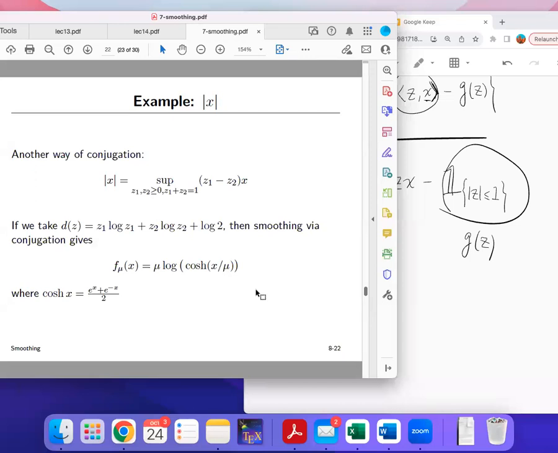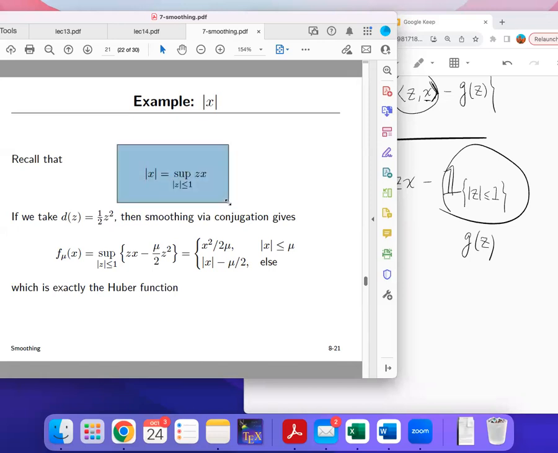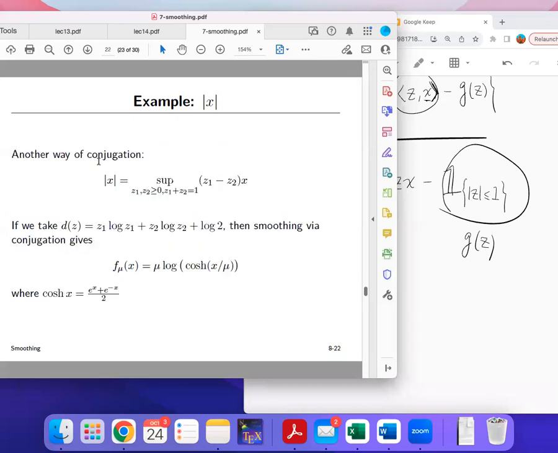And this is another way to rewrite the absolute value. Well, see, this is one way to write down the absolute value. Okay. This is another way. You can check. Again, it's one-dimensional, so supremum over z1 minus z2 times x. Here z1, z2 must form a probability mass function. They are positive, sum up to 1. So z1 and z2 are on the probability simplex. And you can also check that the supremum value you can achieve is the absolute value of x. Okay. Another interesting observation.